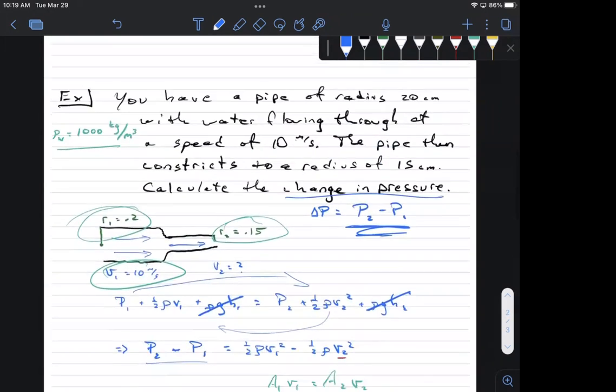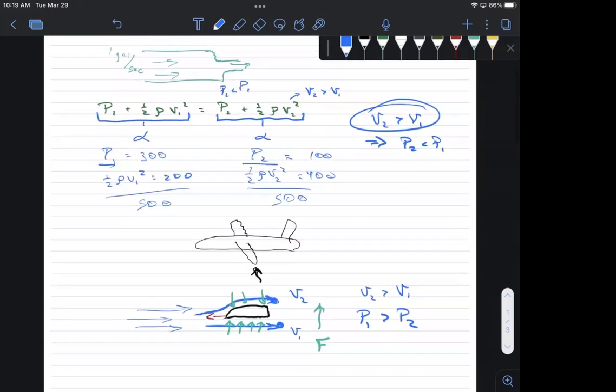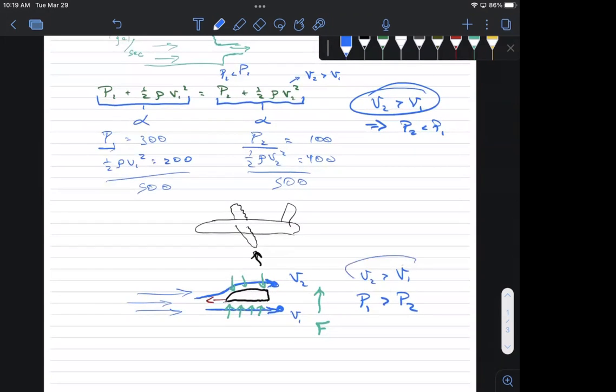Right. And that's exactly what we saw when we talked about the flight thing. When you increase the velocity, the pressure decreases. Gotcha. Perfect.